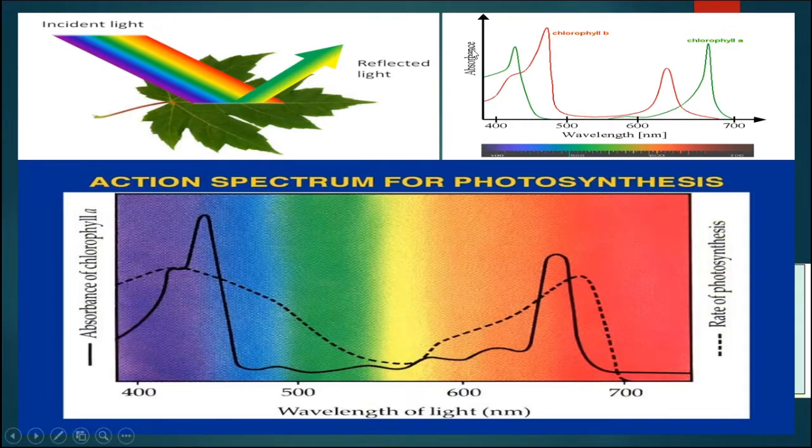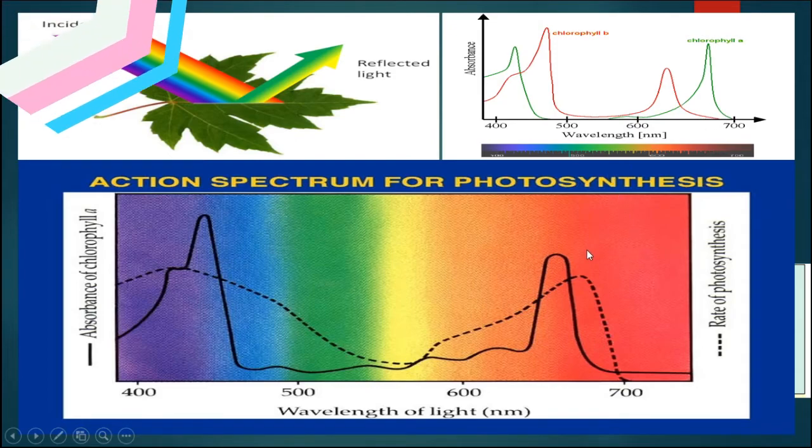Although, in the light spectrum, the blue color and the red color are most favorable for the process of photosynthesis. This is showing the incident light, that is the VIBGYOR, different colors, and this is the reflected light. Now this is chlorophyll B, which is maximally absorbed at this nm wavelength, and this is chlorophyll A, which is maximally absorbed at this wavelength. So this is shown in this figure.